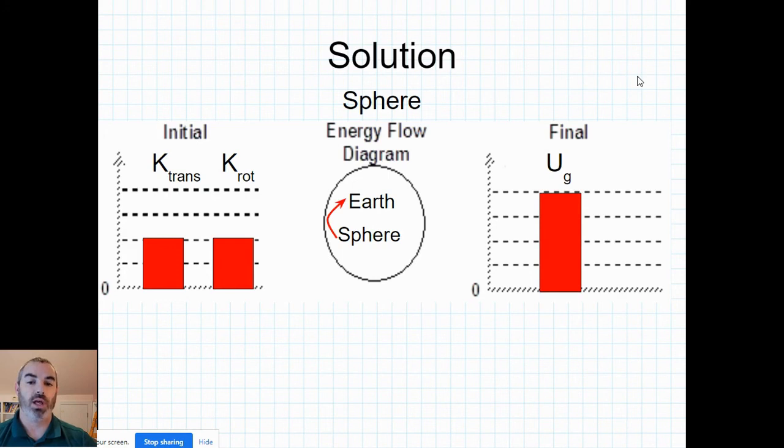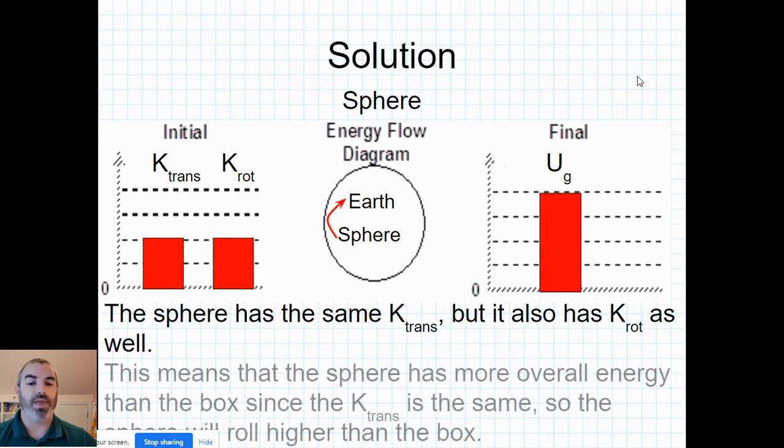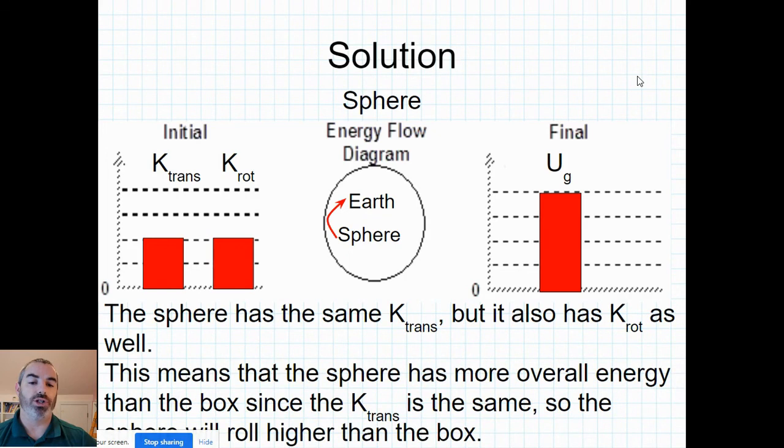so it's going to be all gravitational. You can see the gravitational energy here is much larger than before, and that's because the sphere has the same translational energy, but also has rotational. What that means is the sphere has more overall energy than the box, so its rotational energy is going to end up taking it higher up the ramp.